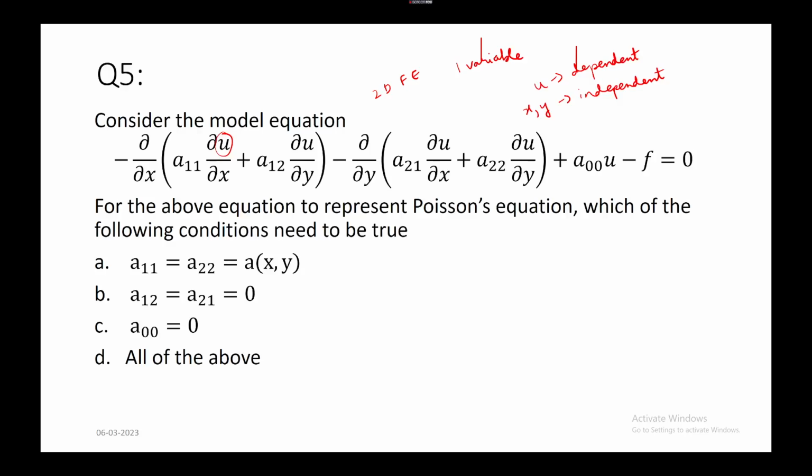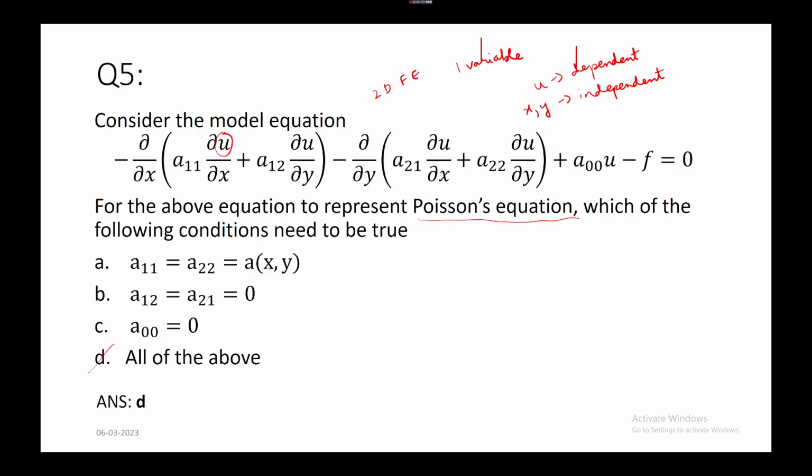You might also have seen Poisson's equation. For this equation to represent Poisson's equation, which of the following conditions need to be true? First option is a11 is equal to a22. Second option is a12 and a21 should be 0. Third option is a00 also 0. Okay, we'll see the answer. I think this is a very straightforward question. Yes, you are right. Answer is D.